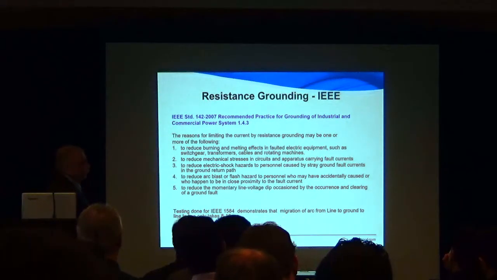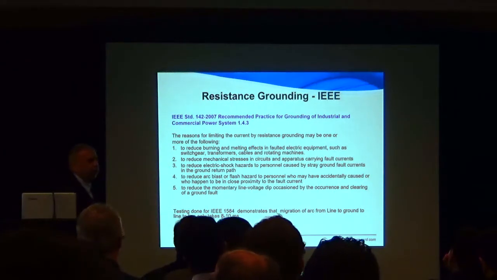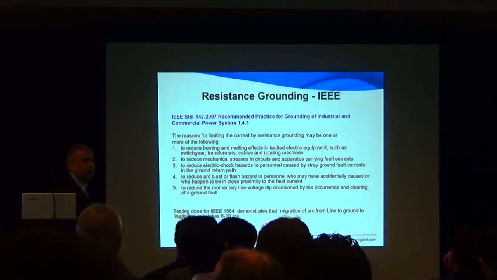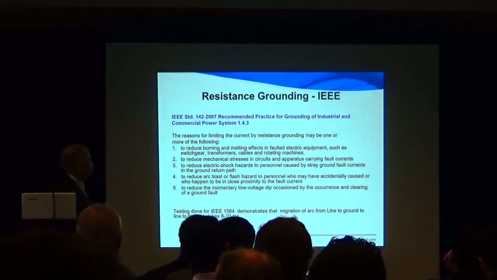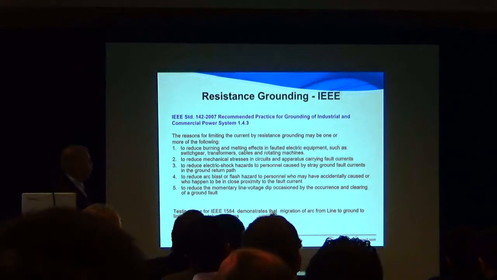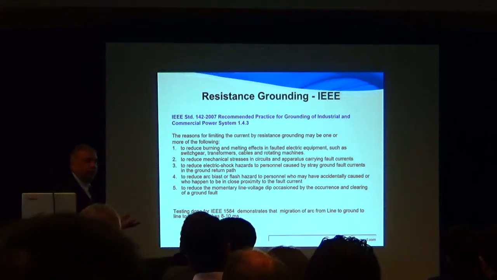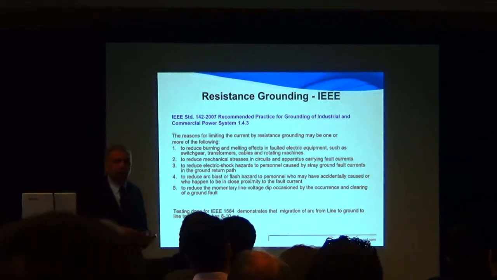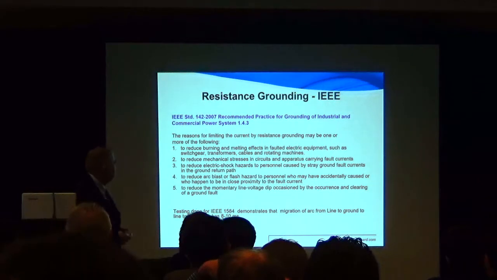It reduces mechanical stresses because the fault current is so low, it does not create a force. Otherwise, the fault current will create a force which is proportional to the square of the peak current. So very high forces appear when you have short circuits. It reduces electric shock hazard to people because of the stray ground fault current; because the return path only carries 5 amperes or 10 amperes, the bonding conductor has no potential rise to cause you any difficulties.